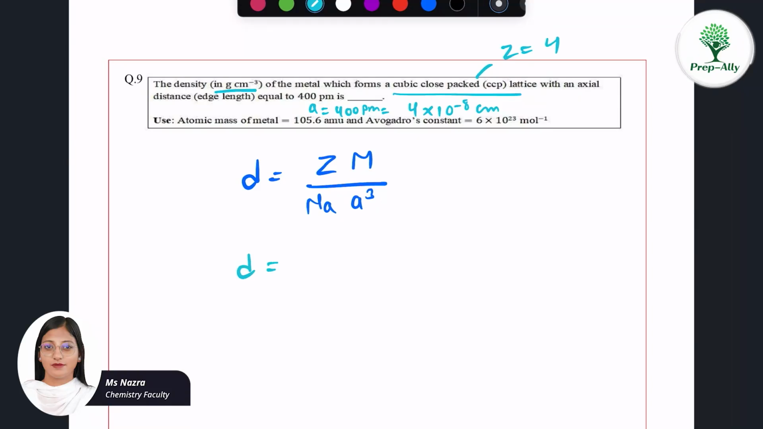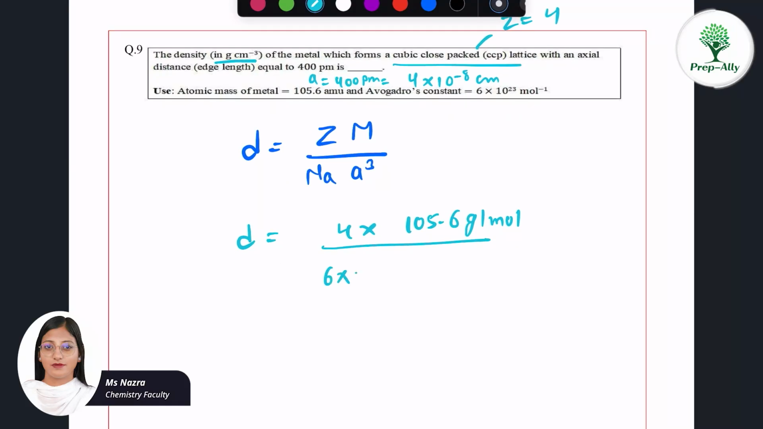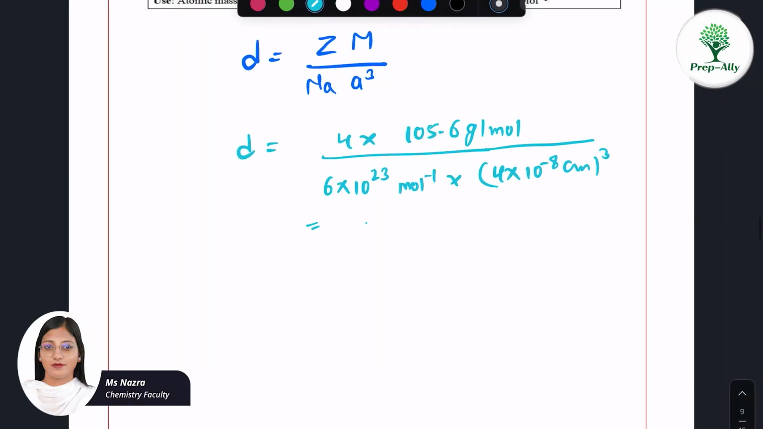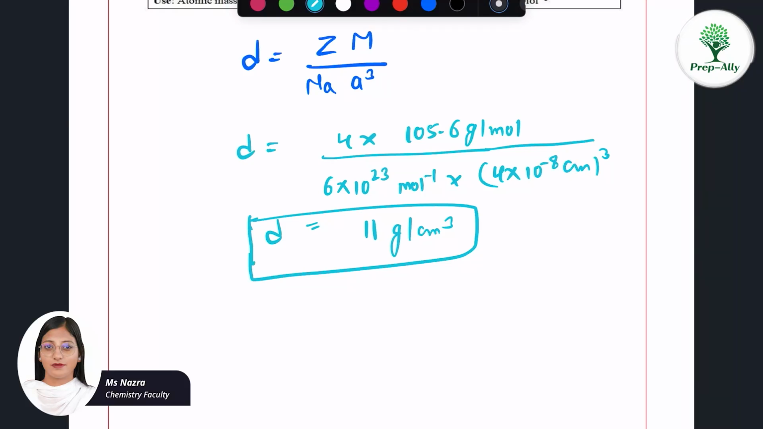So density will become 4 multiplied by atomic mass 105.6 gram per mole, divided by Na, Avogadro's constant, which is 6 into 10 to the power 23 per mole, multiplied by edge length, 4 into 10 to the power minus 8 centimeter, whole cube. When you calculate this, it will come out to be 11 gram per centimeter cube. This is the density. So it is a direct formula based question, very easy.